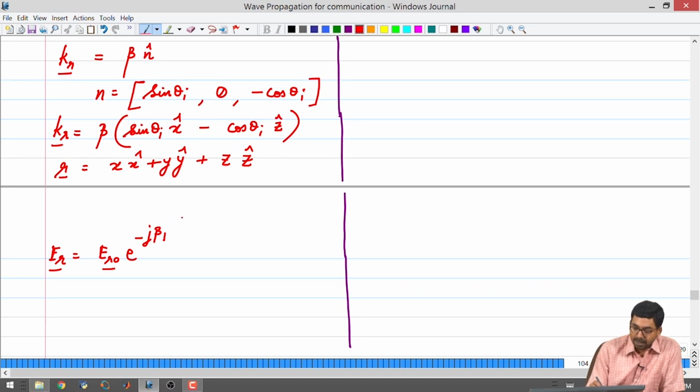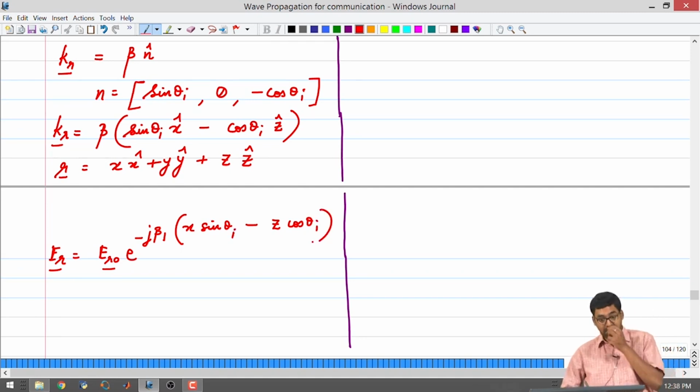So, k dot r here is x sin theta minus z cos theta. Okay, x sin theta I minus z cos theta I. So, this is how you would write the expression for the plane waves. This part now should be very clear.